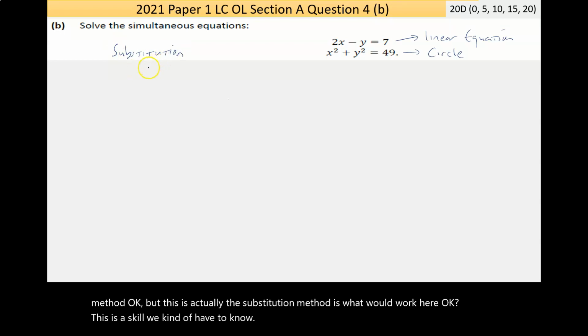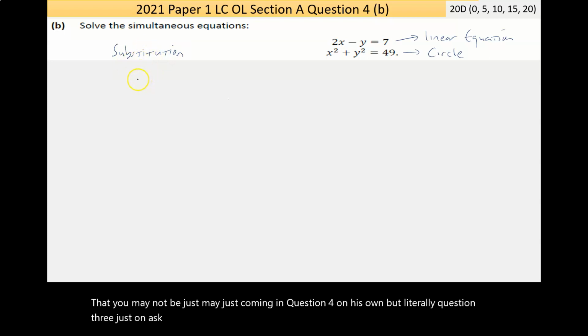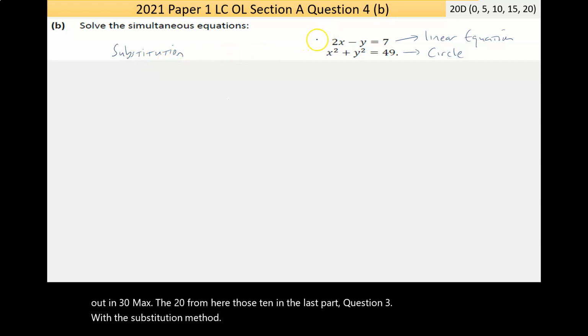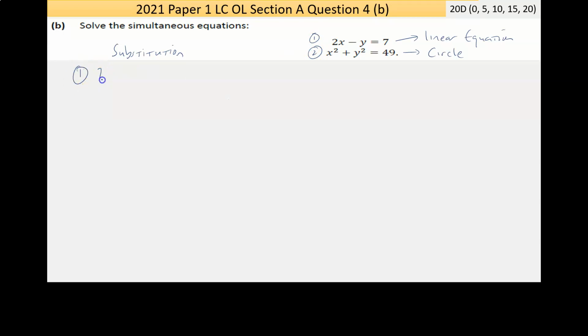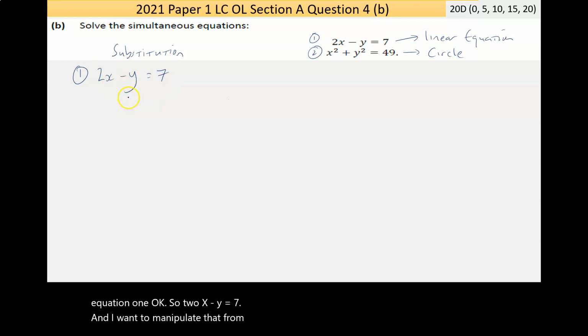Now, you may not be coming in on question 4 on its own, but literally question 3 was simultaneous equations again. So without this, you'd have lost out on 30 marks. The 20 from here, and there's 10 in the last part, question 3. With the substitution method, I want to take the easier equation. So if I number these equations 1 and 2, I want to take equation 1, so 2x minus y equals 7. And I want to manipulate that for one of the unknowns.